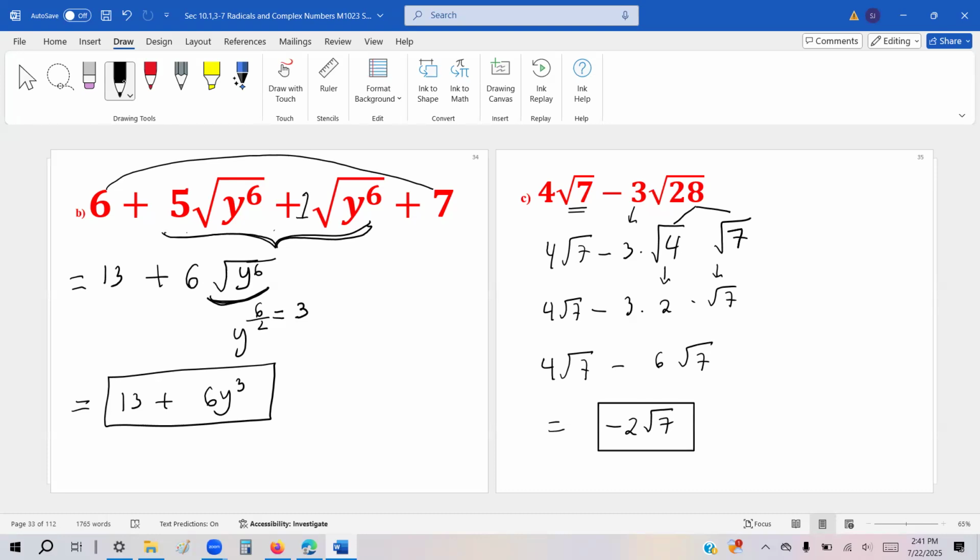So it looks like we cannot subtract, but actually we could subtract because we could reduce 28 by dividing by 7.